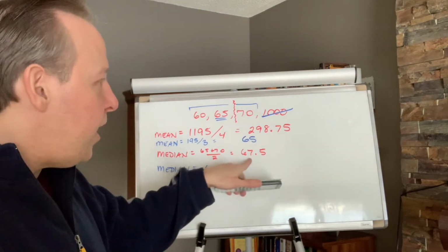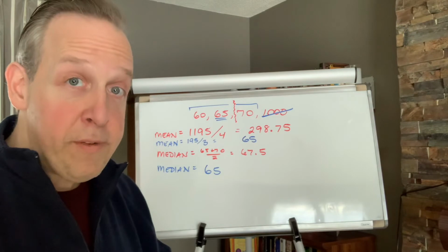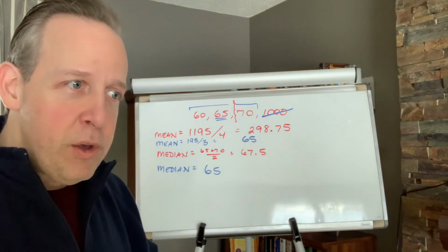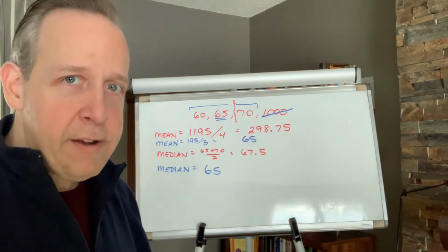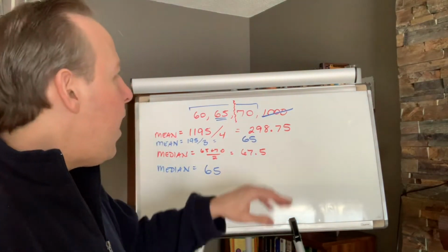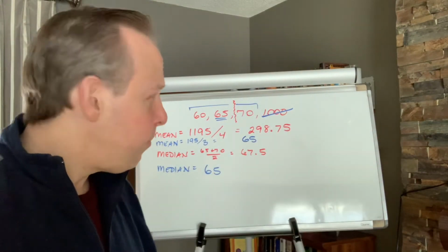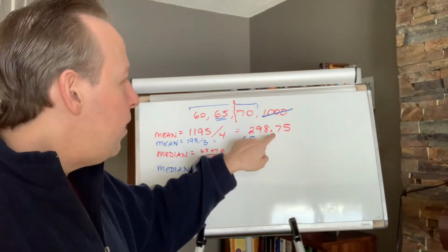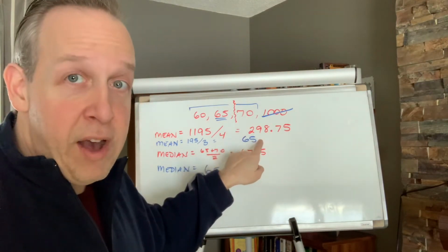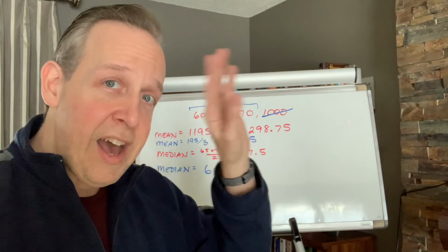Now the median changed a little bit. It had to this time because we dropped one of our numbers. We didn't change it. We got rid of it. It's a different effect. So the median moved a little bit, but what was the effect? If I drop the large outlier, the high outlier, my mean went all the way down to 65 from almost 300.